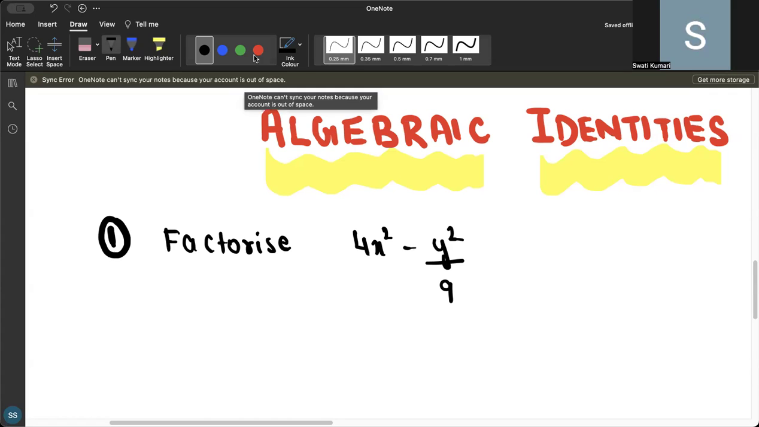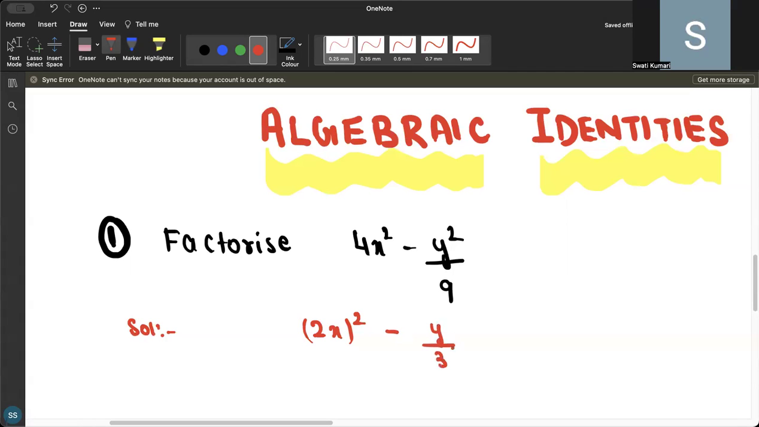So the first question here is 4x square minus y square upon 9, and we have to factorize this. There are a lot of formulas in the algebraic identities. While doing all the questions, I'm going to explain how to solve the questions using which formula. So the formulas I'll be discussing along with the solution. Here the question is 4x square. We can write down 4x square as 2x whole square. We can write down y square upon 9 as y upon 3 whole square.